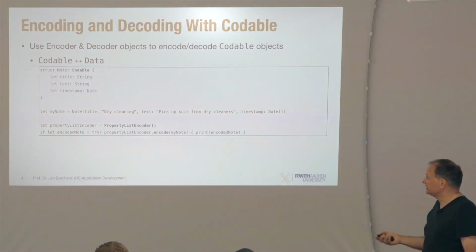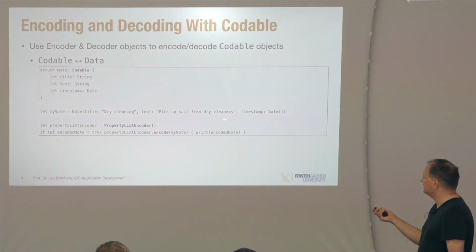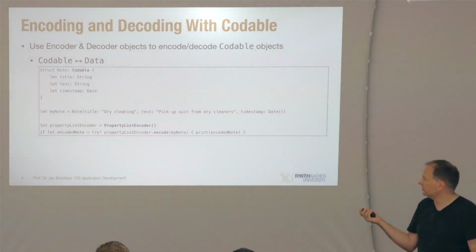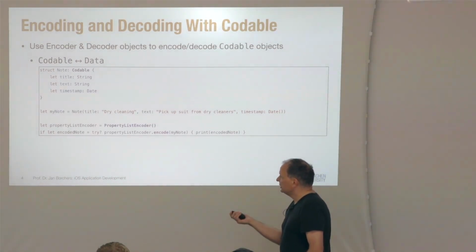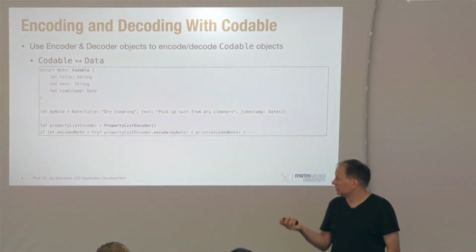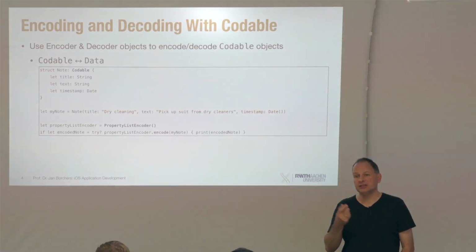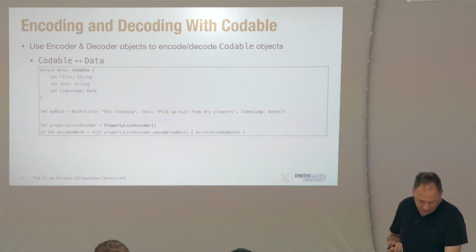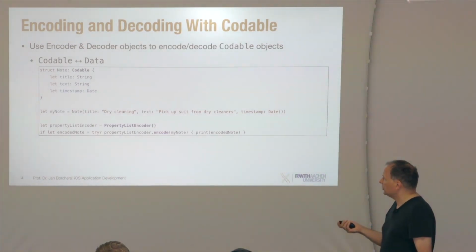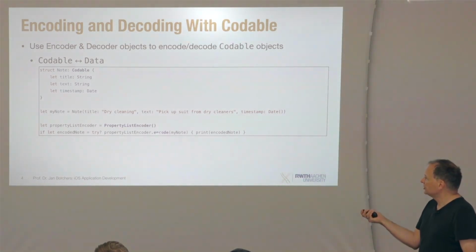Now, in this example here, we're creating a sample node called myNode with some text for the title text and timestamp. Timestamp is just today's date. If you just use the initializer here, it'll fill that in. And then what we do is we actually create an encoder. The PropertyListEncoder is a particular type of encoder that encodes data into what's called a property list. Property lists are dictionaries of key value pairs. And then we take that property list encoder and tell it to encode the data structure, myNode.